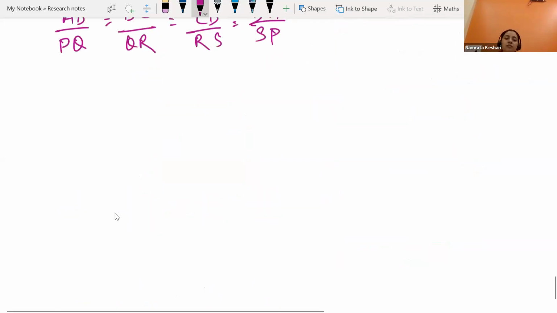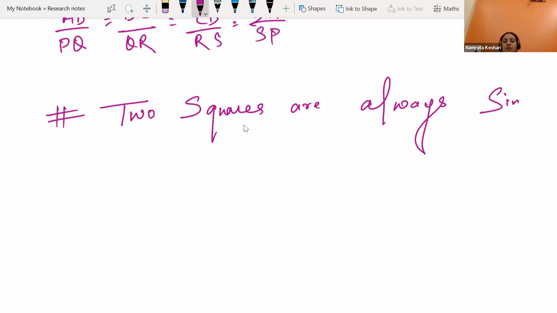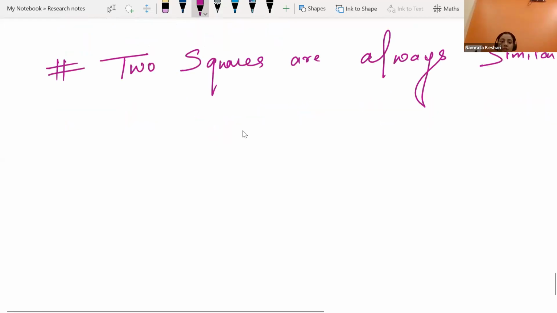Here I am writing: two squares are always similar. But about congruency, we can't say. We have to check whether the sides are of equal lengths or not. That we have to check.